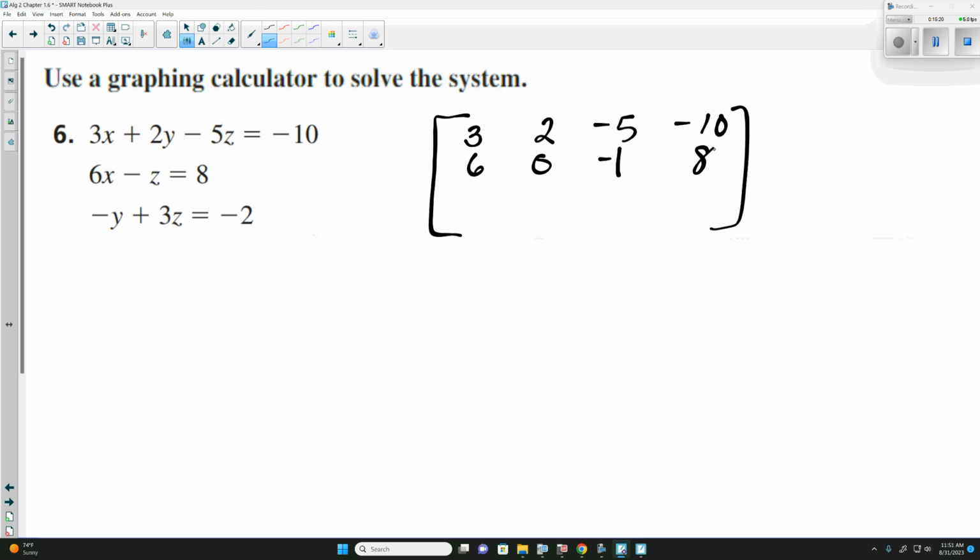But then we do the rest. The bottom one doesn't have an x, so it is 0. Negative 1 for y, 3 for z, and. Now we can put it in. Does that make sense? So we plug this in.